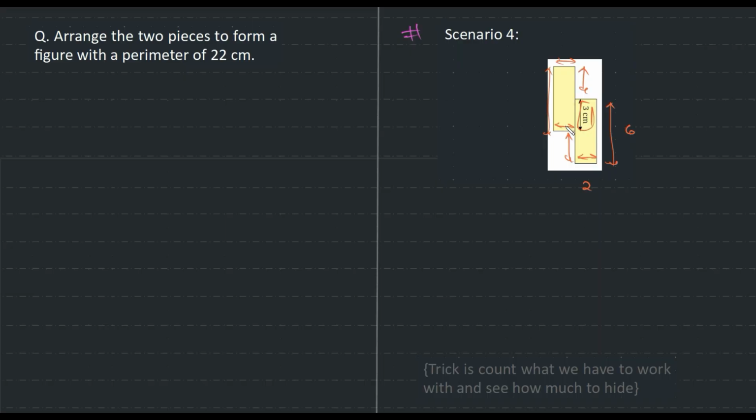Okay, let me put it this way. If this entire length is 6, which it is, and this length is 3. So I need to forget that this length is there and consider only this. How will I get this? This has to be 6 minus 3, right? So basically that is 3 centimeter.